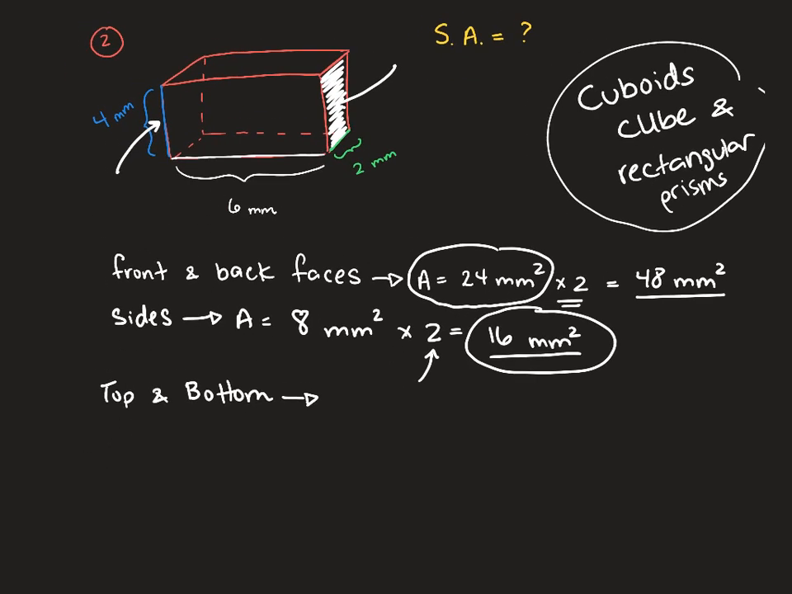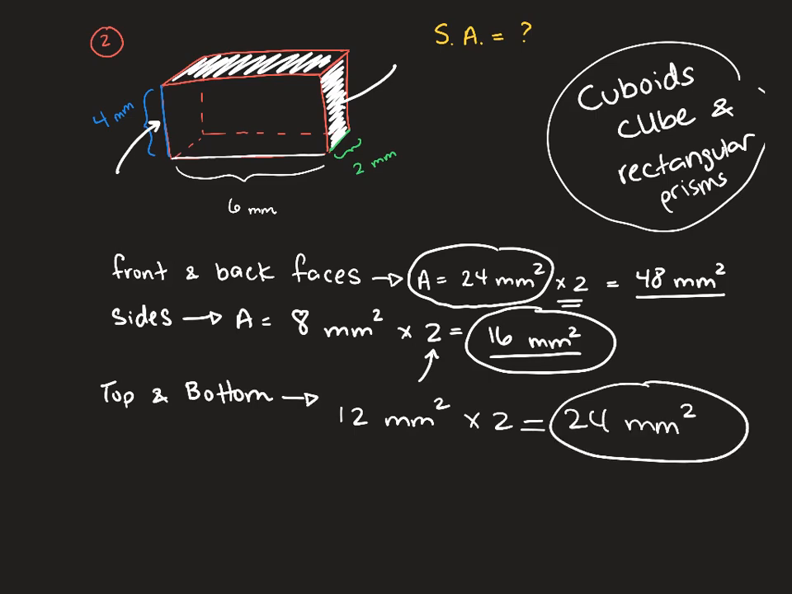So anyway, the top and the bottom. Let's do the top here. The top is going to be 6 times 2, which is 12. So it's going to be 12 square millimeters. Then you multiply it by 2. And that's going to give you, hold on, 24 square millimeters. Ryan, what's your comment?